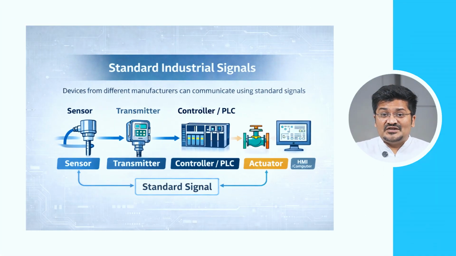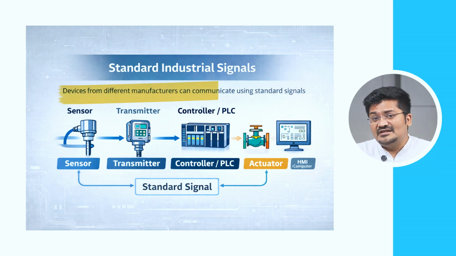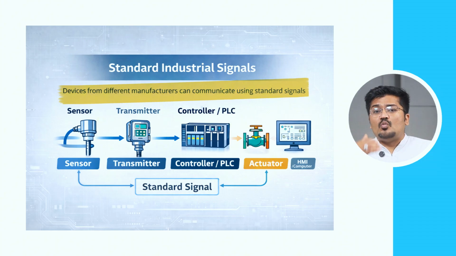In industrial systems, we use standard signals. Why? Because equipment from different manufacturers must work together. Let's take one example. Sensor from one company, transmitter from another company, controller from another company. If they all follow the same standard signal, the system works smoothly. That is why industrial automation uses standard signals like 4 to 20 mA, 0 to 10 volt and Modbus communication.